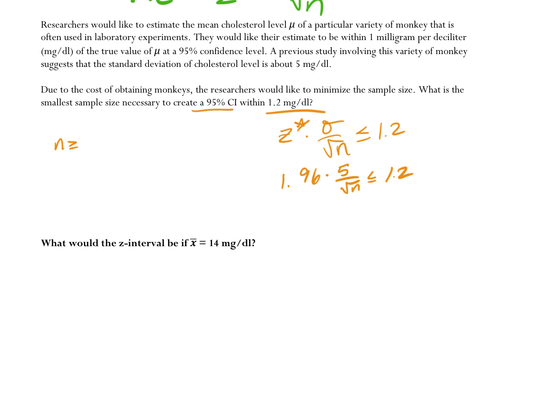What are you guys getting? 66.7. Can you have 66.7 monkeys? No. So what is our smallest sample size going to be? 67.